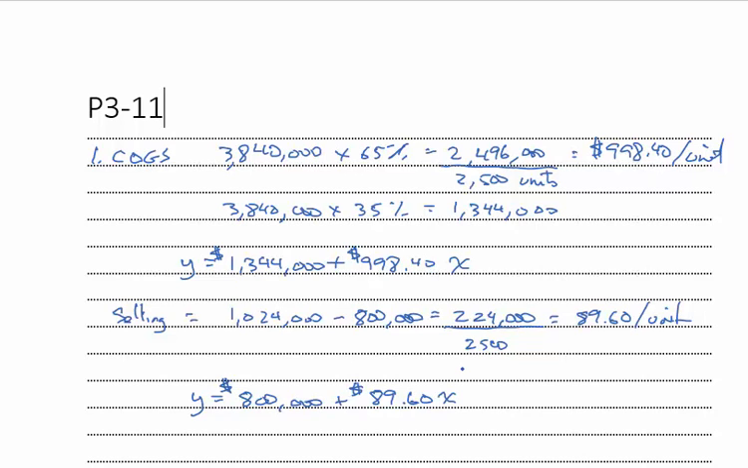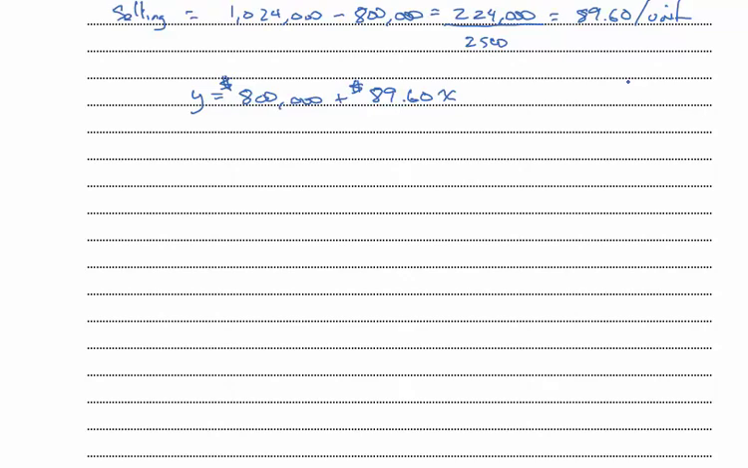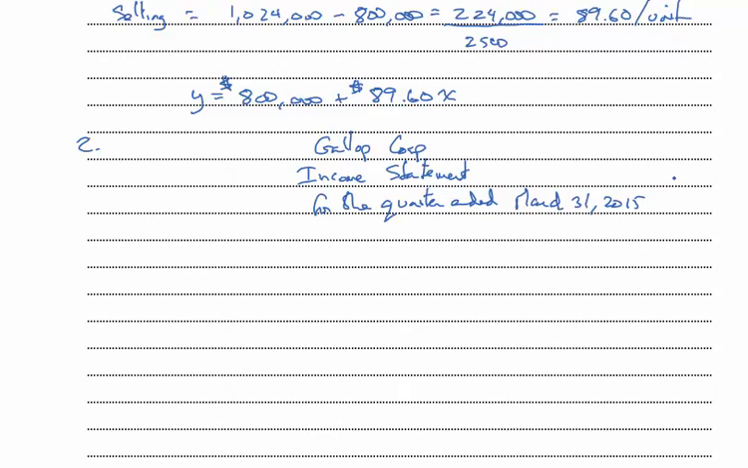So there's our requirement number one, which is sort of a sideshow for this problem anyway, because number two is the more interesting and important one, which is: redo the above income statement using a contribution margin approach. Okay, so we've kind of done some of the background work we need for that, right? So let's go here. Gallup Corporation, income statement for the quarter ended March 31, 2015. We'll just assume they're on a calendar year. Not too fussed about this.